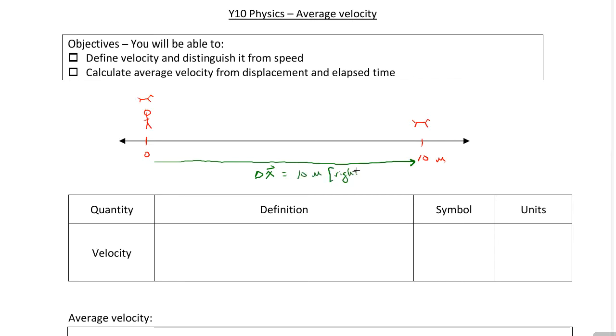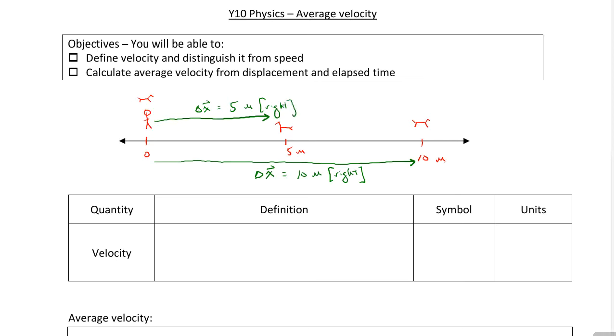Now, if he turns around and he runs back to the 5-meter mark, although he's traveled now 15 meters, his displacement is only 5 meters because it's the change in his position, and if we're counting from the start when he's at 0, he's gone 5 meters to the right. So that's, again, just a review of the difference between distance and displacement.